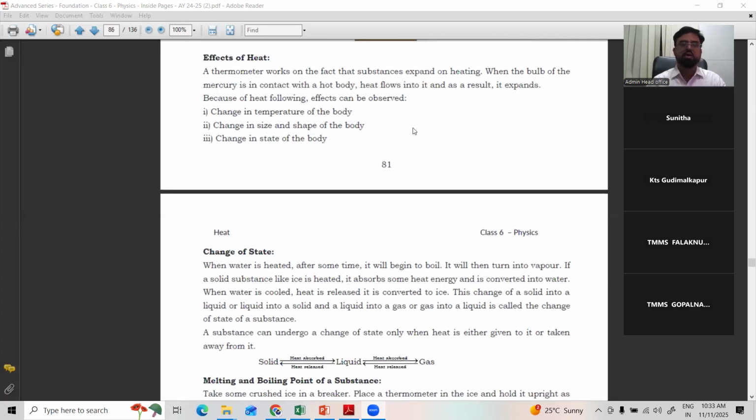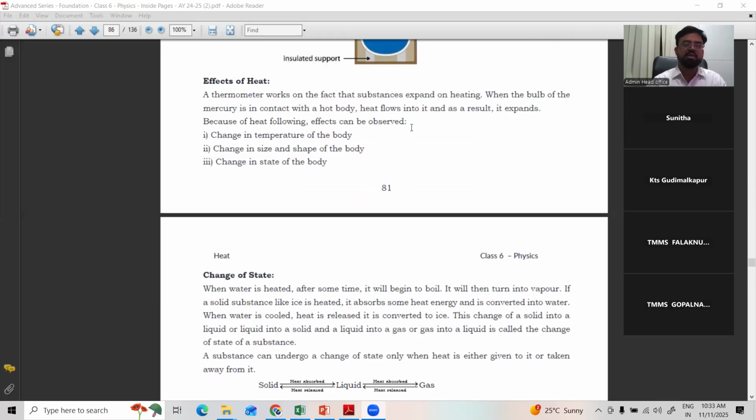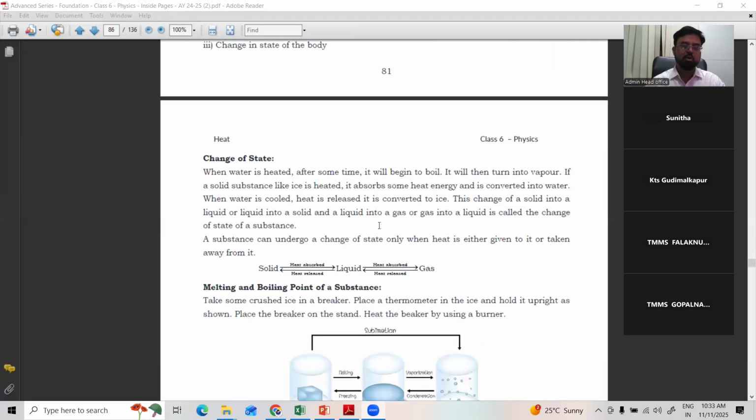Effects of heat. Heat will change the temperature of the body. Heat will change the size and shape. Heat will change the state of the body, from solid to liquid to vapor. When you keep heating an ice piece, what happens? Ice block is a solid. When you heat it, it becomes water. If you heat further, it becomes vapor. This also comes under the effects of heat, which we already discussed in the beginning.